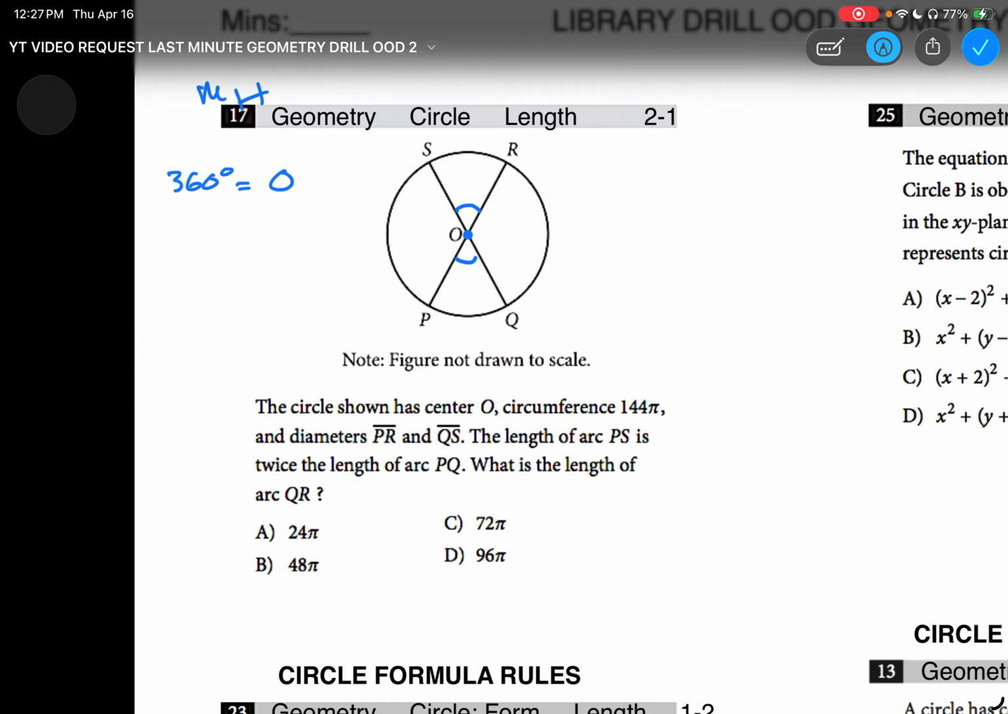Got it? And then we also have the vertical angles. SOP is going to be equal to ROQ. Basic rules. We see figure not drawn to scale. We like that, which means that they have to give us enough information to answer that question correctly. Now we go into the question.